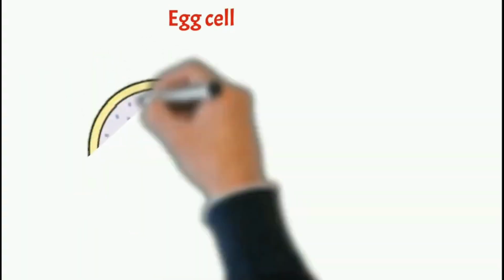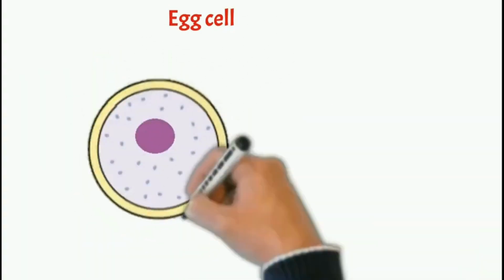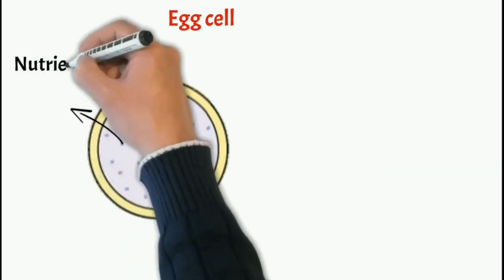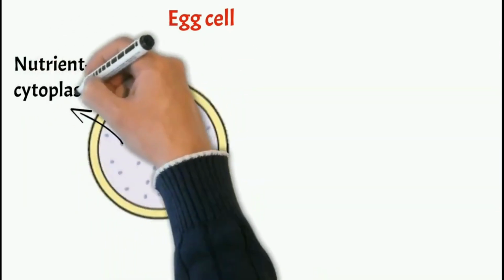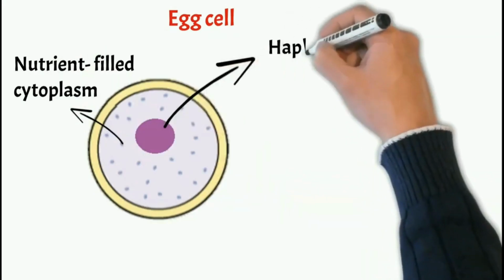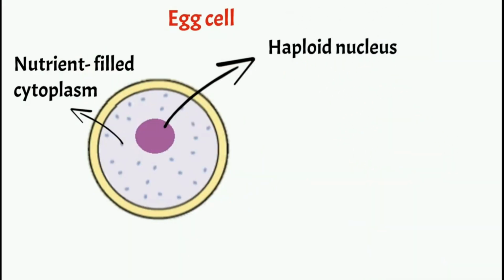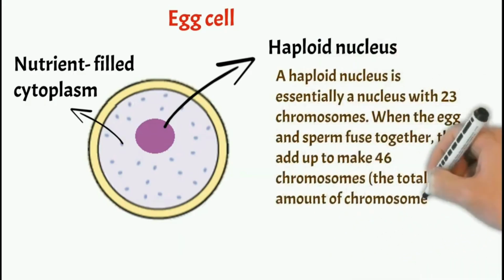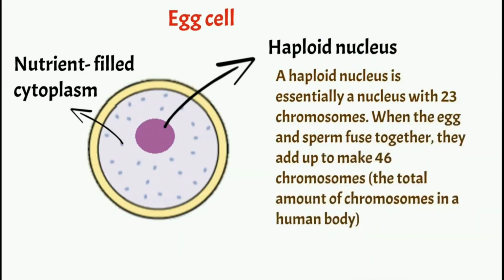Now let's talk about the egg cell. The first point I'd like to make is that the egg cell has nutrient-filled cytoplasm. This is so that the embryo can grow and develop in it. After that, the haploid nucleus. A haploid nucleus is essentially a nucleus with 23 chromosomes. So when the egg and the sperm fuse together, they add up to make 46 chromosomes, so the total amount of chromosomes in a human body.